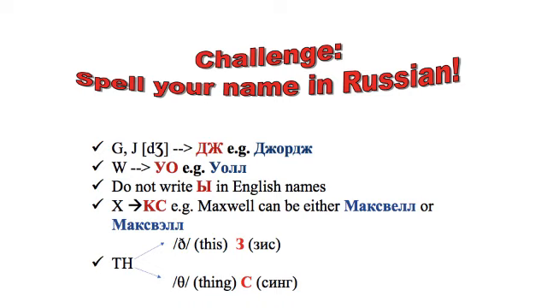So challenge, spell your name in Russian. For the sound J, use the Russian letters D and J. For the English W, use U, O. Do not write U in English names. If you have an X in your name, replace it with K and S. Finally, for TH, use either the Russian Z to replace the or S instead of th.